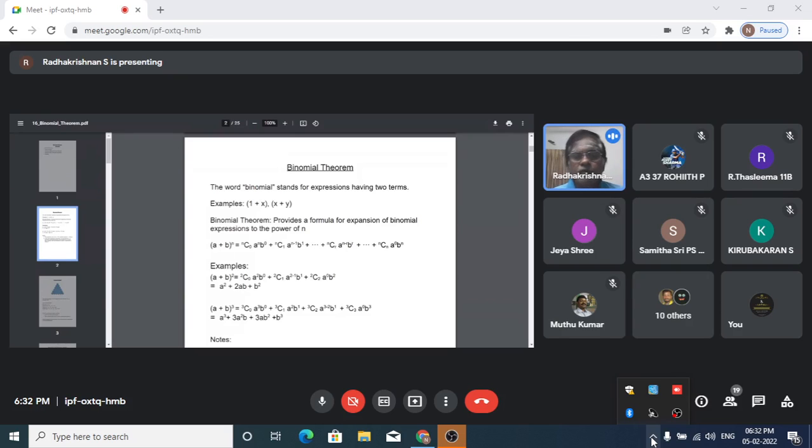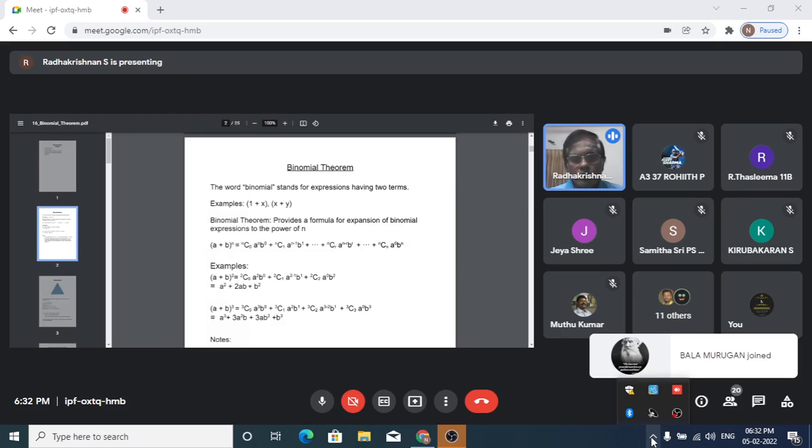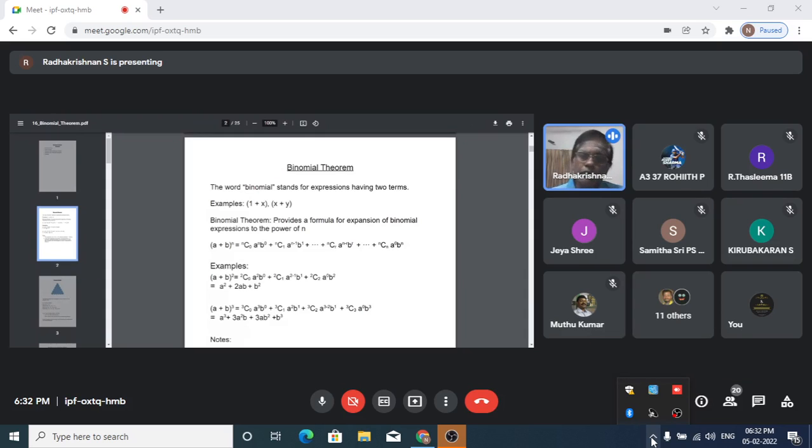it gives you a formula for expansion of binomial expressions to the power of n. Okay. So for example, a plus b whole to the power of n or 1 plus x whole to the power of n. இதெல்லாம் நம்ம இந்த binomial theorem யூஸ் பண்ணி ஈஸியா எக்ஸ்பேண்ட் பண்ணிடலாம். இது வந்து ரொம்ப very useful because நம்ம we can work out very big calculations like 101 to the power of 5, 10 இந்த மாதிரி உள்ள எக்ஸ்பேன்ஷன்ஸ்லாம் நம்ம இதை வச்சு ஈஸியா போட முடியும்.